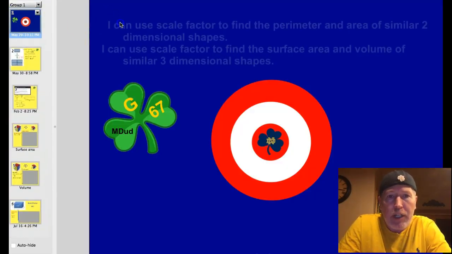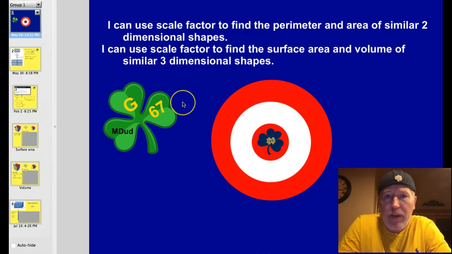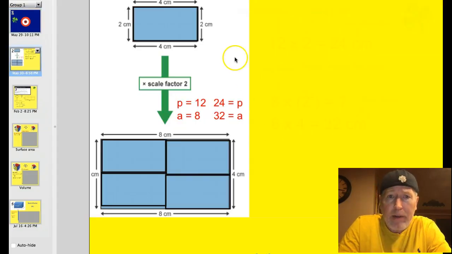All right, tonight officially we have a couple of targets here. I can use scale factor to find the perimeter and area of similar two-dimensional shapes. We've already done that. That'll be kind of a review target. But also, I can use scale factor to find the surface area and volume of similar three-dimensional shapes. Let's do this thing. All right, here's a review slide.